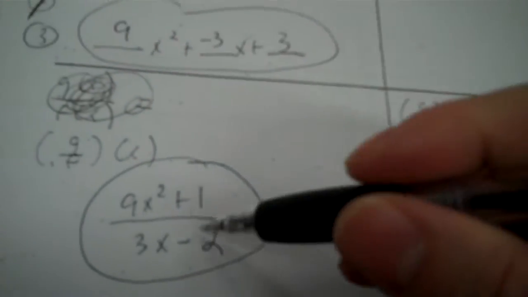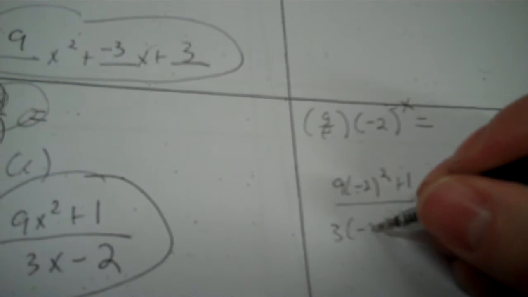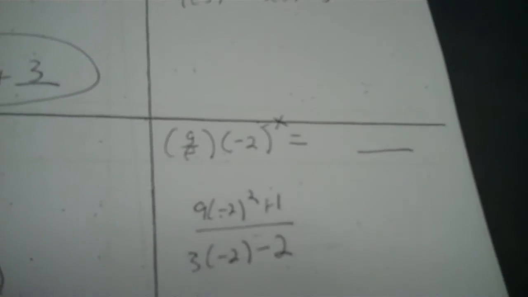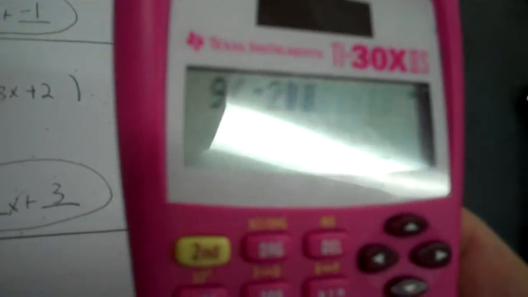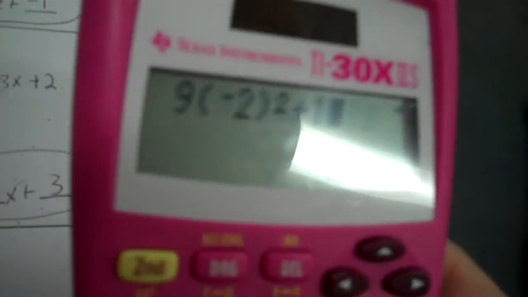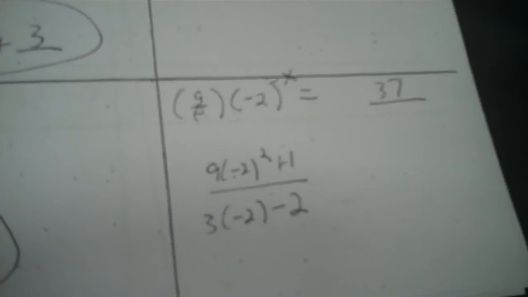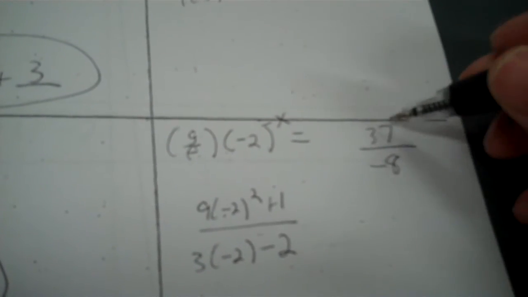Okay. Now, g divided by f of negative 2, so I have to put negative 2 in for x in both of the top and the bottom. So I'm going to have 9 times negative 2 to the second plus 1. Now, bottom we're going to have 3 times negative 2 minus 2. Okay, so on top we go 9, negative 2 to the second plus 1. I got 37. Okay. Then on bottom, I'm going to get negative 8, and I can just leave it as an improper fraction. I don't have to reduce it, anything like that.